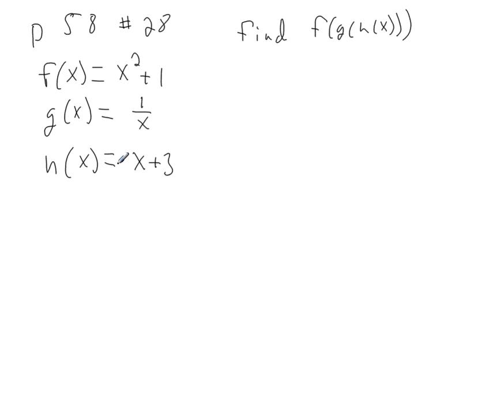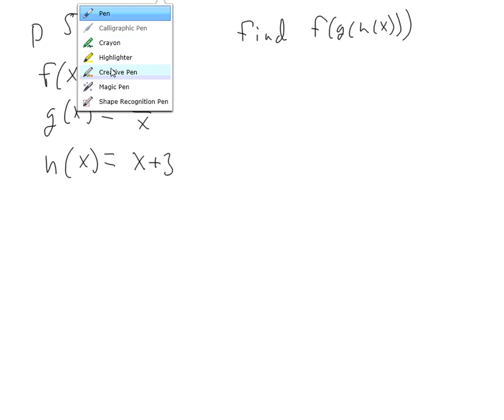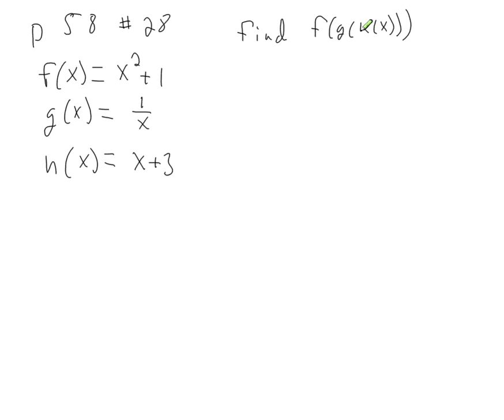So this is the problem on page 58. How do we find f of g of h of x? Now, when you're dealing with composite functions, what you've got to worry about is what is the inside function, and what is the outside function. So let me get a highlighter here. Looking at this, I see that the innermost function is h of x.